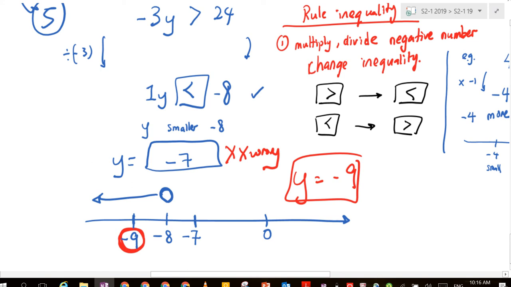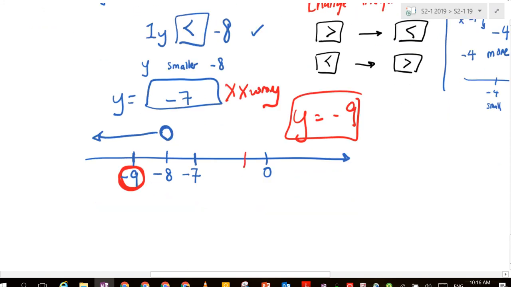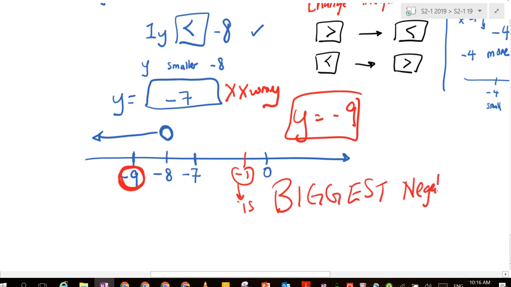Draw a number line. You need to know what smaller means. Johan, what is the biggest negative number? Negative 1. This will help you. Can you write down: negative 1 is the biggest negative number. Johan, does this make sense to you now?